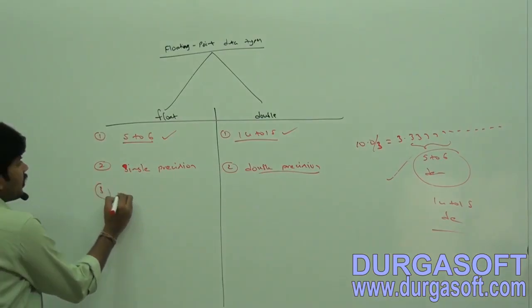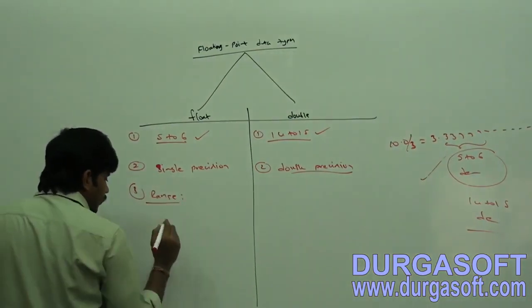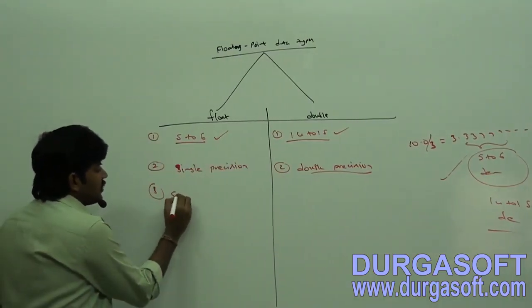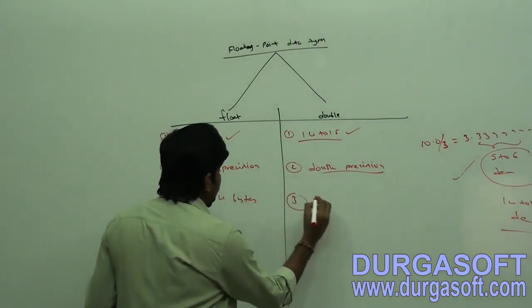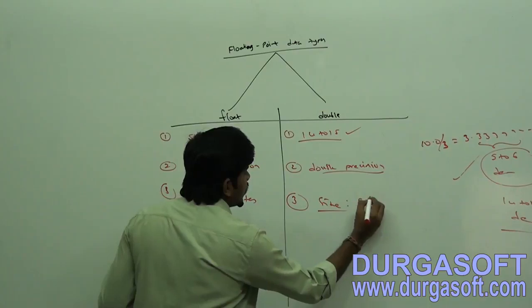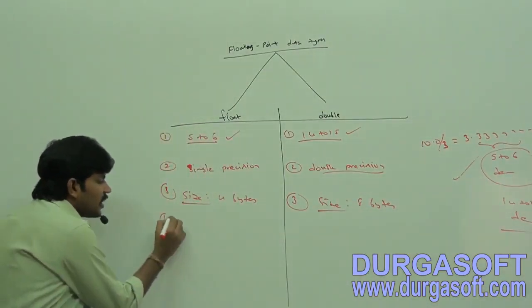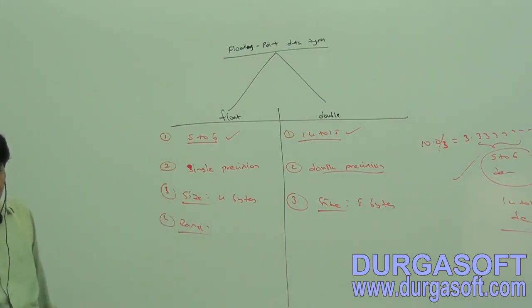Next, what is the range? Sir, can you tell what is the size of float? Can you spell out what is the size? Okay, 4 bytes. What is the size here? It is 8 bytes. Size 4 bytes, 8 bytes, right? Next, what is the range? Do you know the range? Can you spell out what is the range?